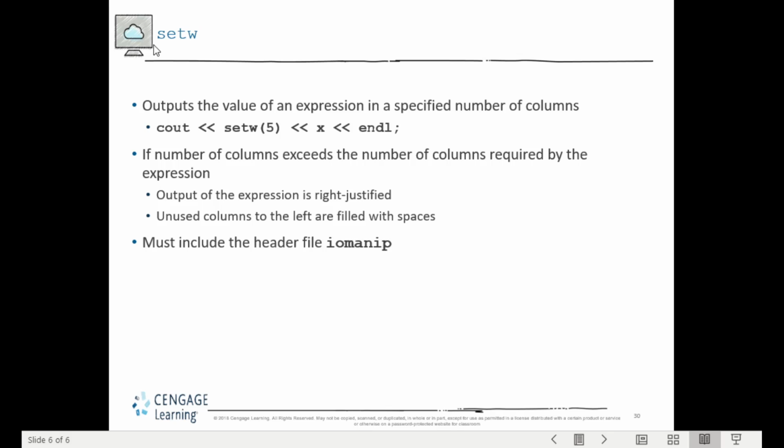For the setw manipulator, we must include the header file iomanip. There are some manipulators where we don't have to include the iomanip header file, but there are some manipulators that we must include it for, such as setprecision and also setw. That's all for this section.